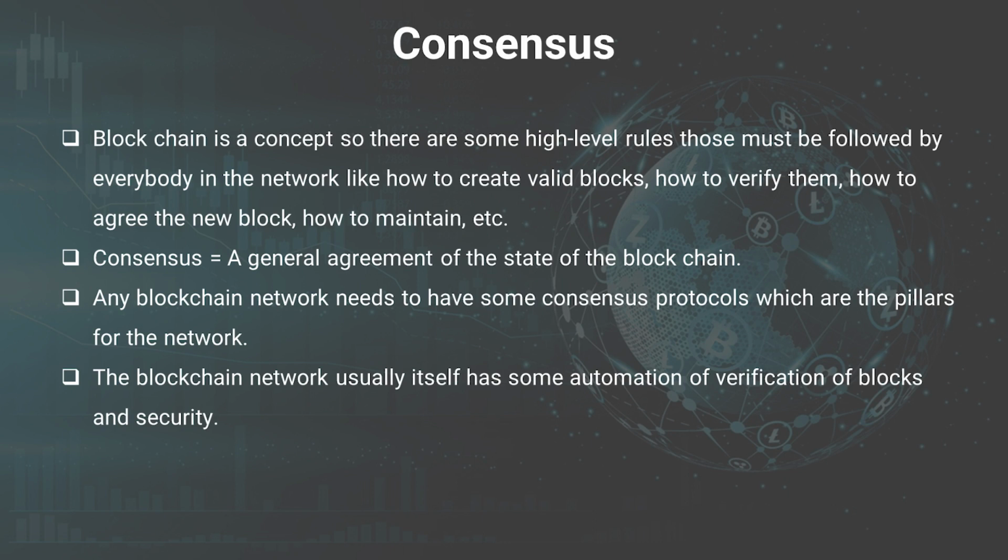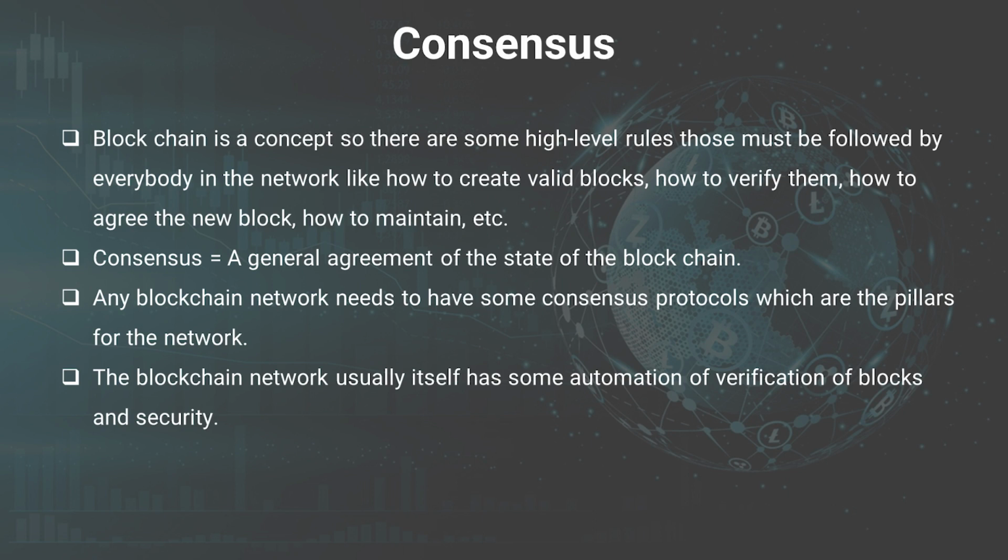Of course, there have to be some high-level rules that must be followed by the nodes, meaning the people who run this and have a copy of the blockchain. They create valid blocks, verify them, and agree on which block is right and which is wrong. So we need a general agreement on the state of the blockchain. That's where we use consensus protocols. Any blockchain network needs some consensus protocols. These protocols set the stage, and by using them we can maintain the same state of the blockchain for everybody in the network.